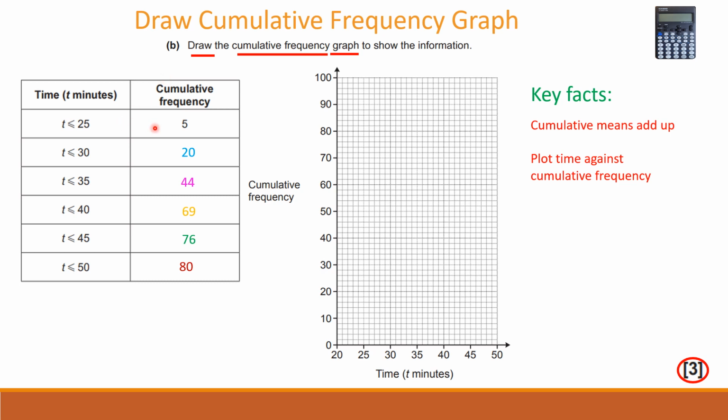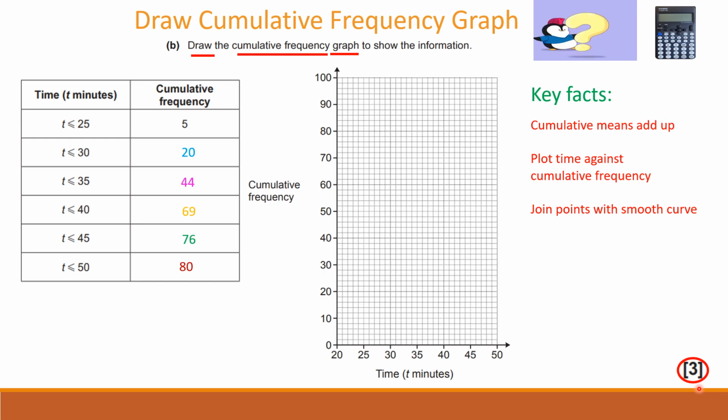Once you've plotted all the points, and you will find there's 1, 2, 3, 4, 5, 6 values in the table, so you are plotting 6 coordinates. Once you've plotted those 6 coordinates, you need to join them together to make a smooth curve to get your full 3 marks for the question. Press pause, have a go at drawing out the table and the cumulative frequency graph, and then press play when you're ready to hear the answer.